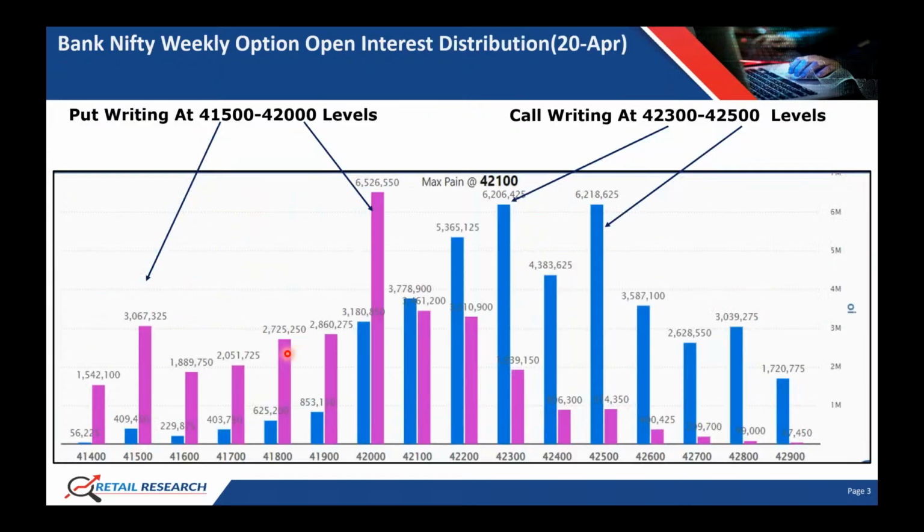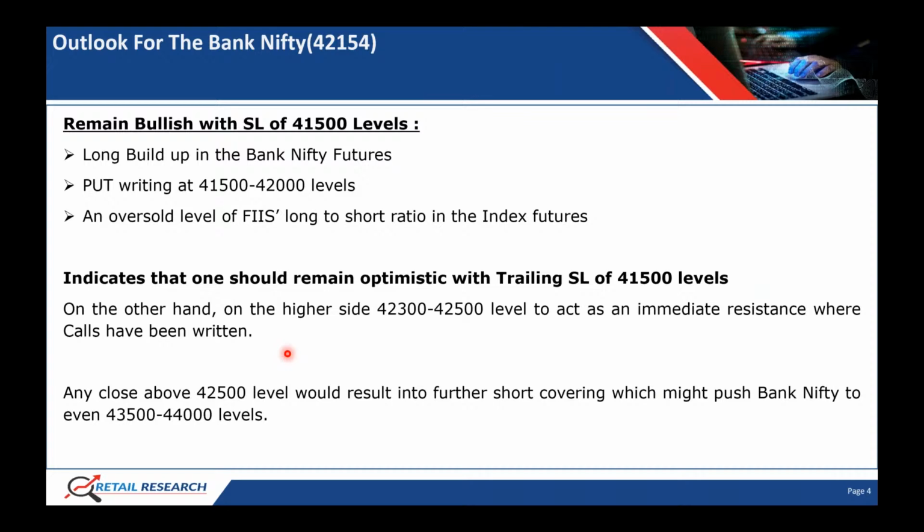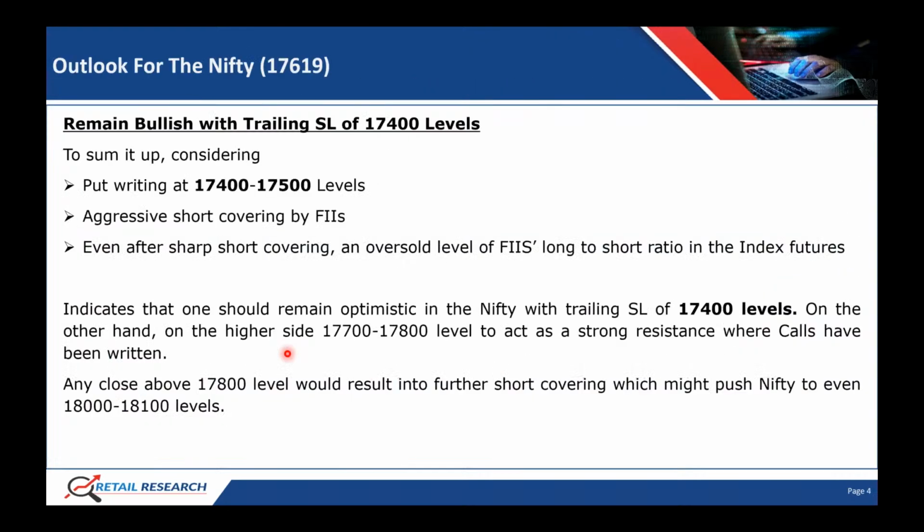So to conclude, remain long on Bank Nifty, increase the stop loss to 41,500. Remain long on Nifty at lower levels. If it comes to 17,500 kind of level, you can also create a long position for tomorrow's trade and keep 17,400 as a stop loss. Once we cross 17,800, then expect a larger bullishness to come in.